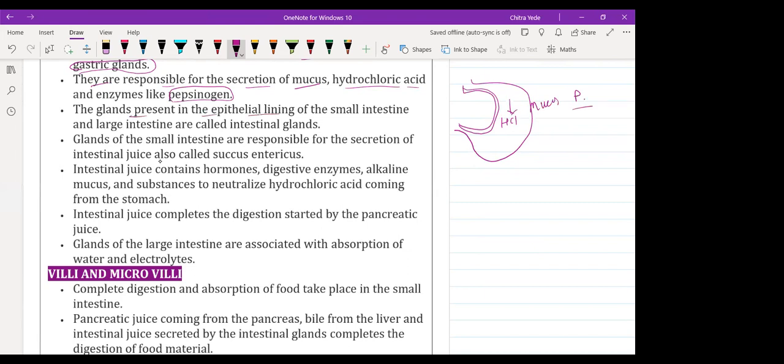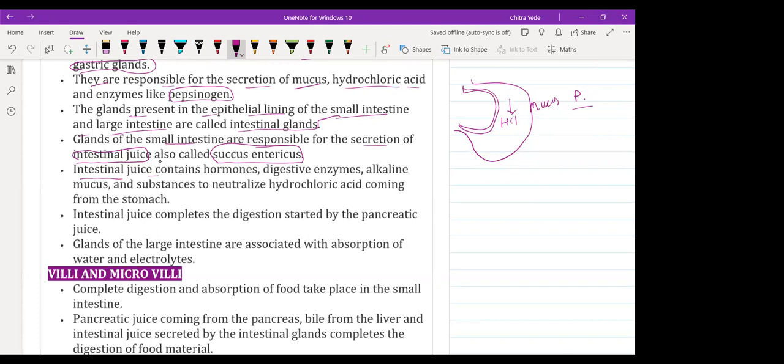The glands present in the epithelial lining of the small intestine and large intestine are called intestinal glands, because they are present on the intestine. They are also named gastrointestinal glands. Glands of the small intestine are responsible for the secretion of intestinal juice, and also the succus entericus. Succus entericus is nothing but an enzyme-containing juice, a secretion of the small glands present on the intestine.